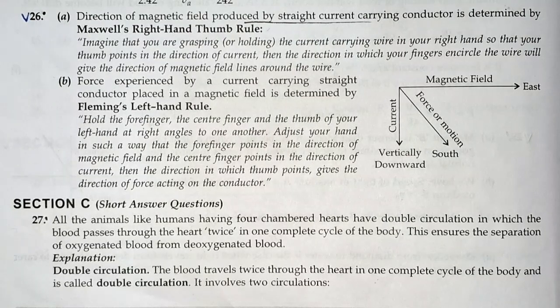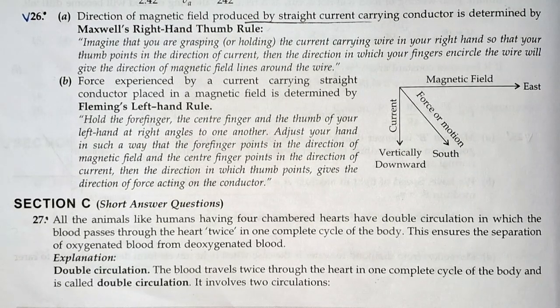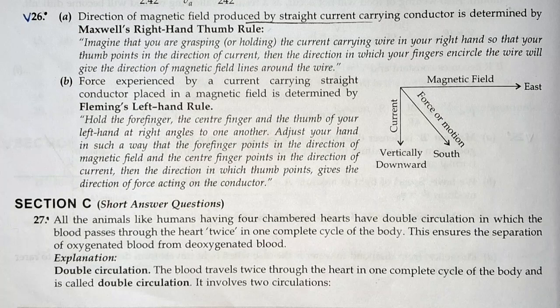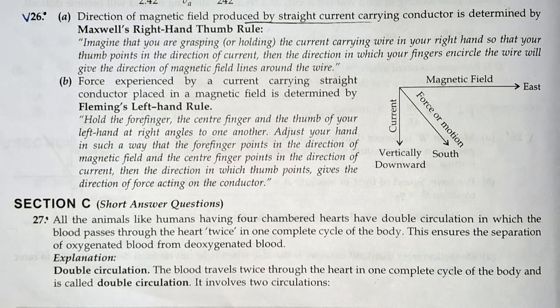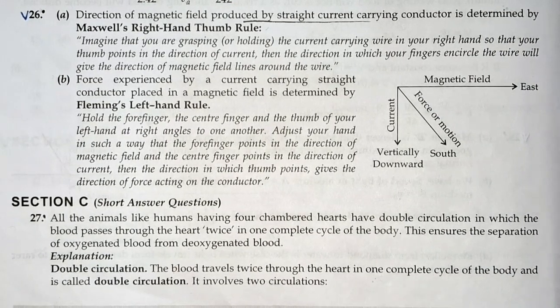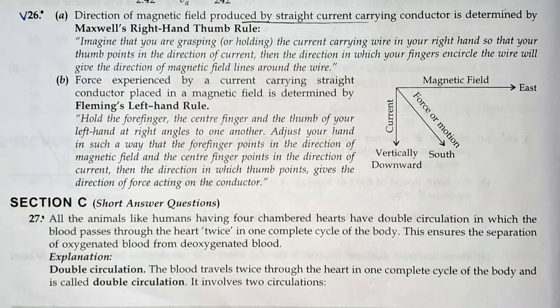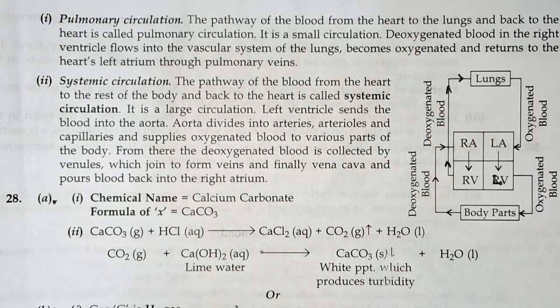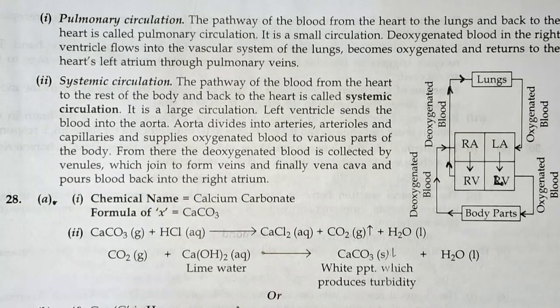All the animals like humans having 4-chambered hearts have double circulation, in which the blood passes through the heart twice in one complete cycle of the body. This ensures the separation of oxygenated from deoxygenated blood. Explanation. Double circulation: the blood travels twice through the heart in one complete cycle of the body and is called double circulation. It involves two circulations. First is pulmonary circulation and second is systemic circulation.